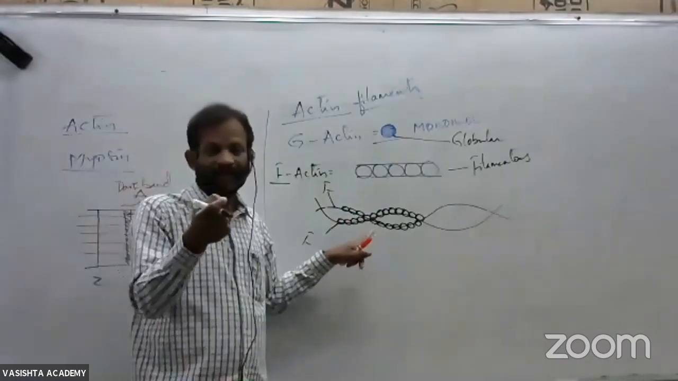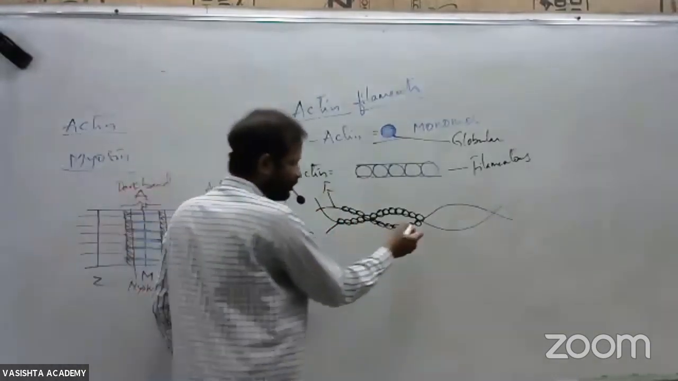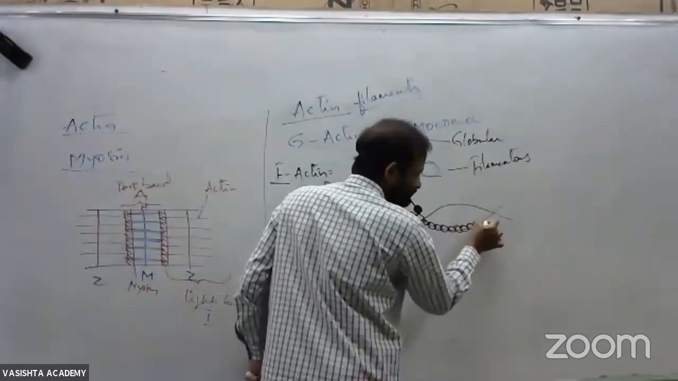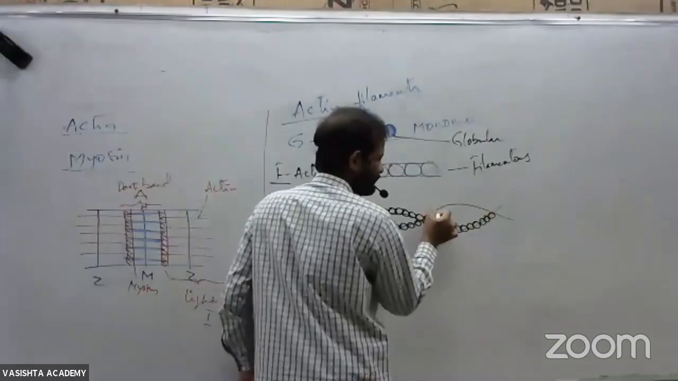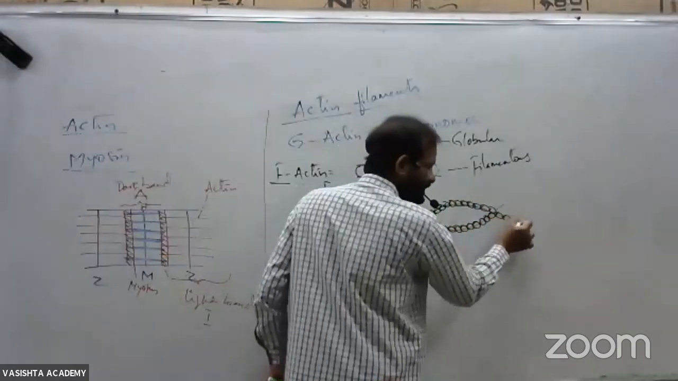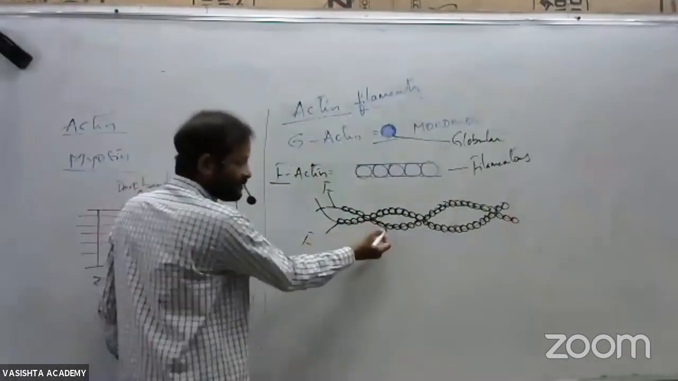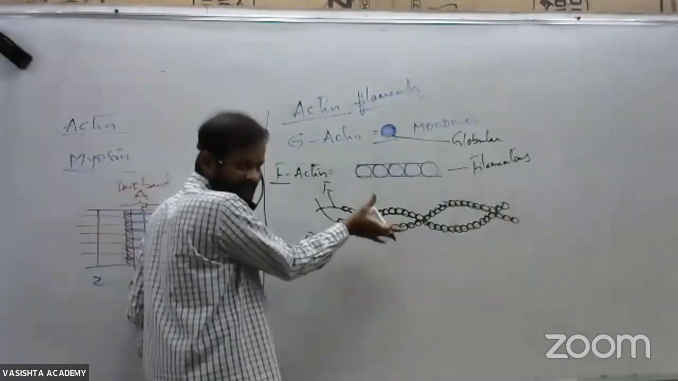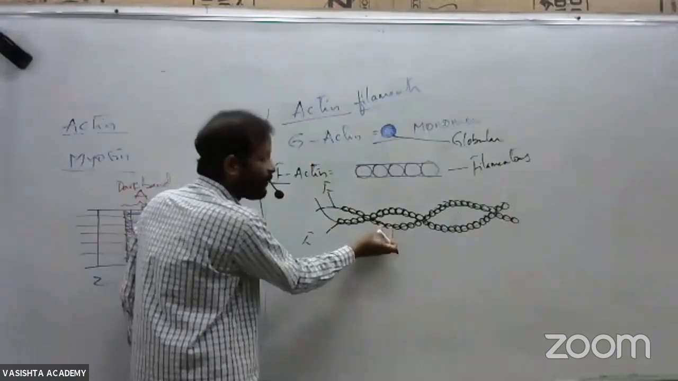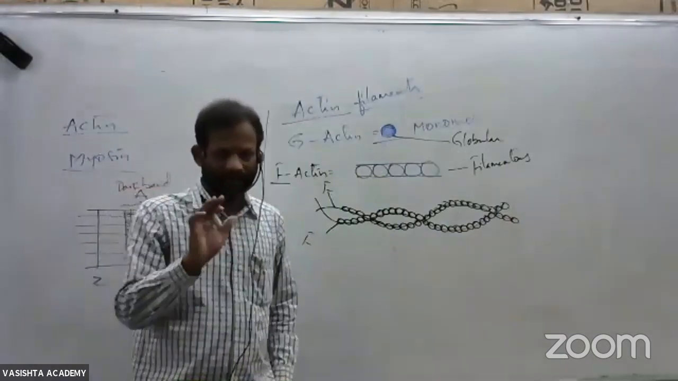Each F-actin is made of many G-actins. You understood now? So, actin filament is made of two F-actins. Each F-actin is made of many G-actins. So, one subfilament in this structure is F-actin. In each F-actin, one unit which is spherical is called G-actin. I think you got it.